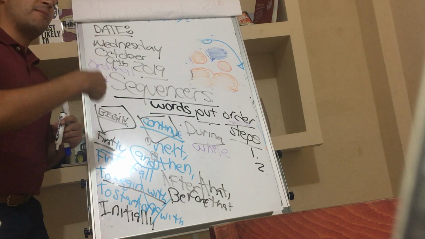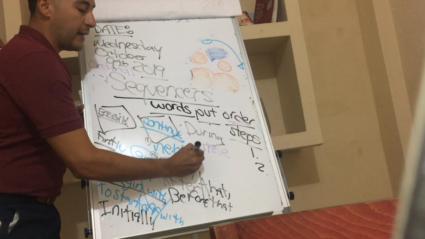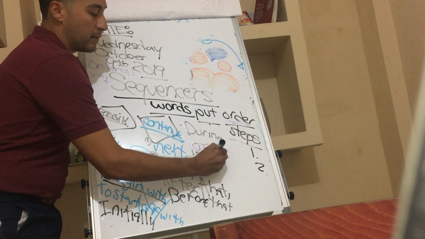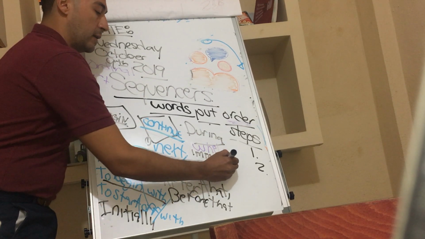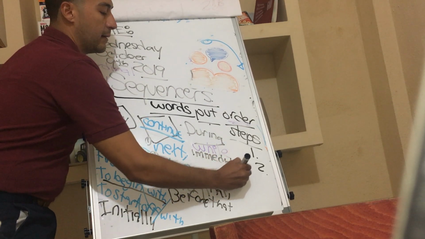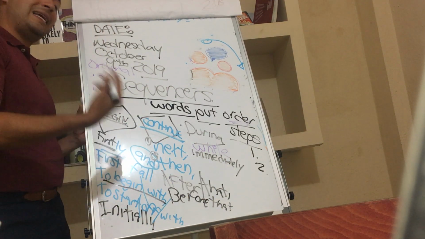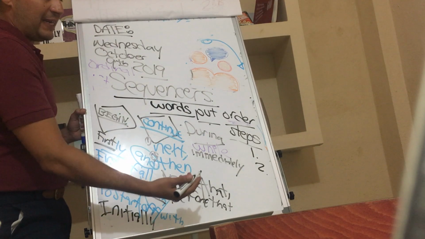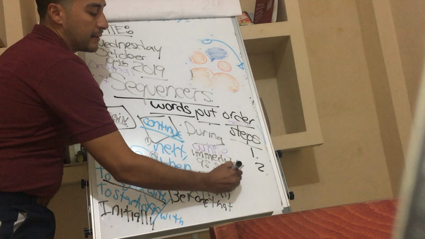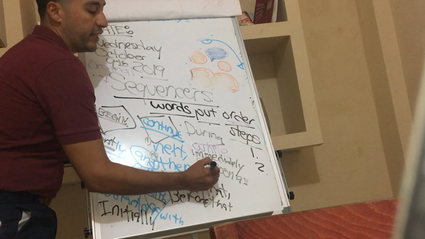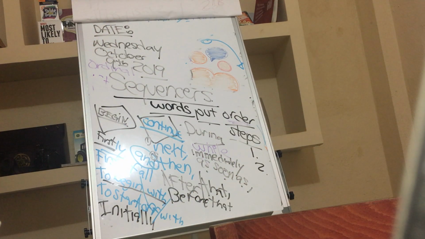This is like tan pronto, como rápido. Immediately and as soon as. Repeat, immediate. Immediately. As soon as. This is three together. As soon as.